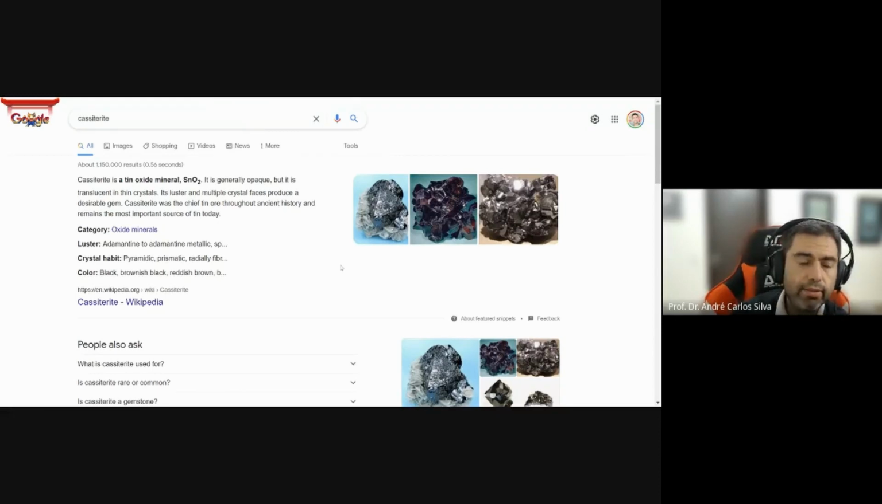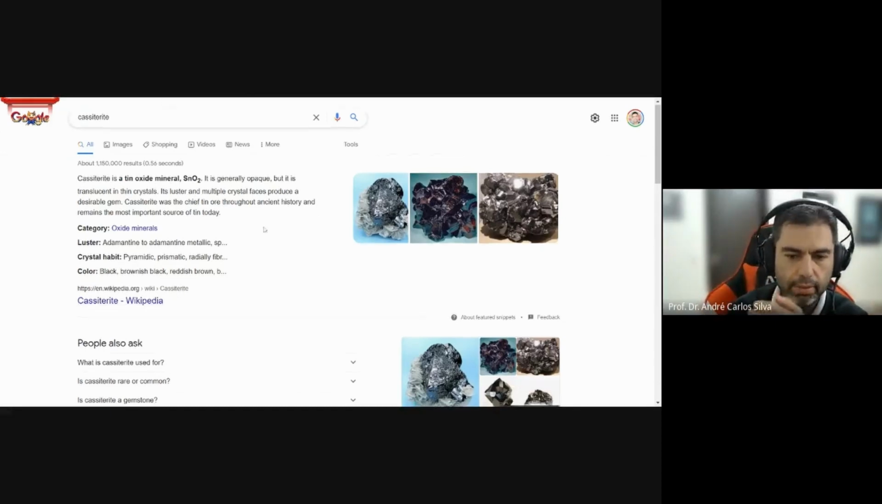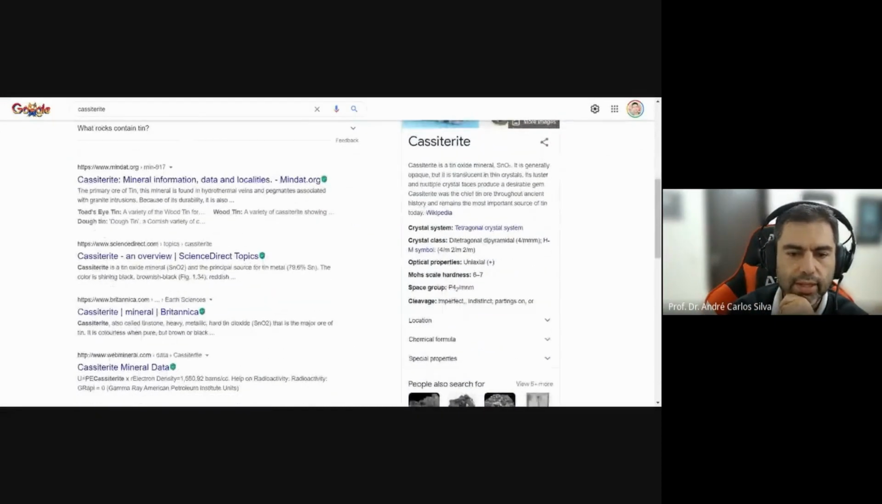So I just went on Google and typed in cassiterite, and it's amazing because you have 150 million results in just 0.56 seconds. Okay, and you can take a look all over here. So which one am I going to choose? I have over a million possibilities to solve my problem. I would suggest you go to this one, Mindat, or the one that I like most.